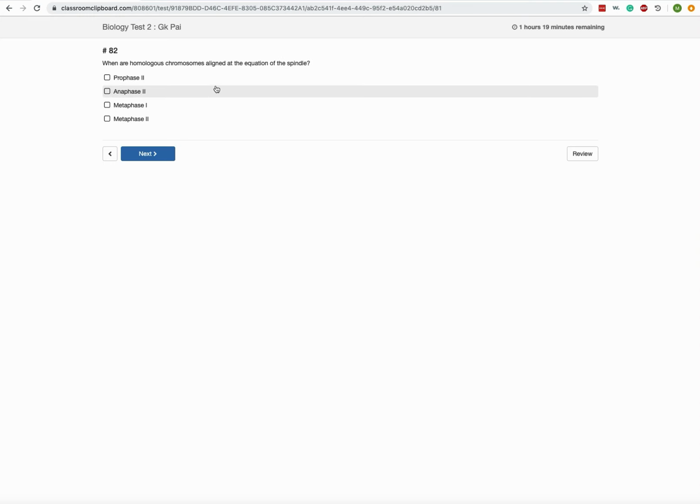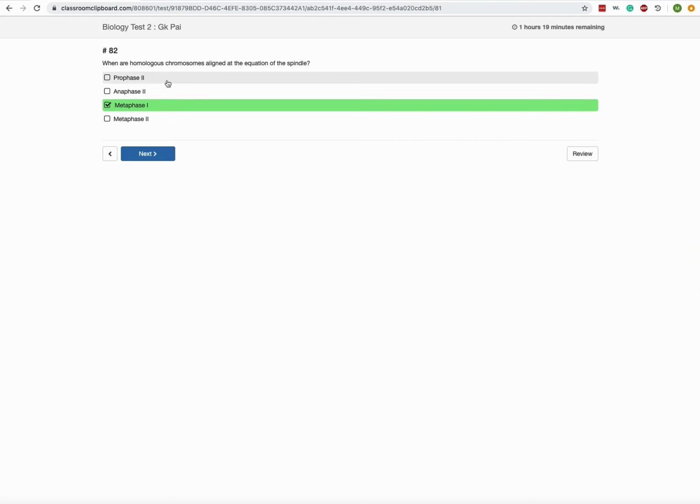When are homologous chromosomes aligned at the equator of the spindle? So you see these Roman numerals, so we know we're talking about meiosis, and homologous chromosomes align at the center. Why did I put equation? I meant to put equator. Oops. Yeah, so that happens during metaphase 1. Remember, sister chromatids would align at metaphase 2.